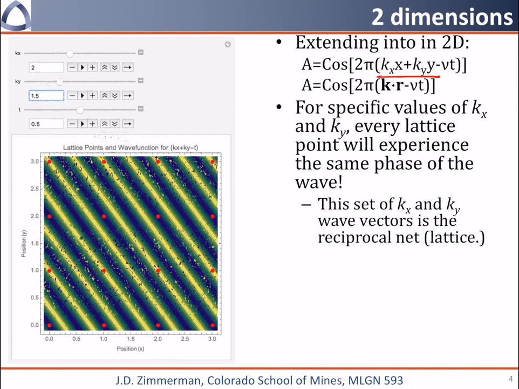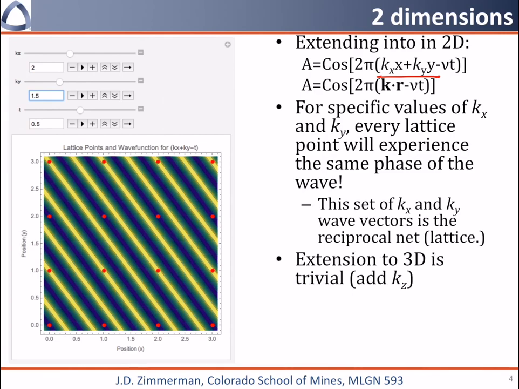Now we could have picked a non-integer value for kx or ky, and what we see is that the lattice points see different phases of the wave. So this is not a member of the reciprocal lattice. We can extend this idea very easily into three dimensions, and all we have to do is add a kz times position in z into our cosine function at the top.